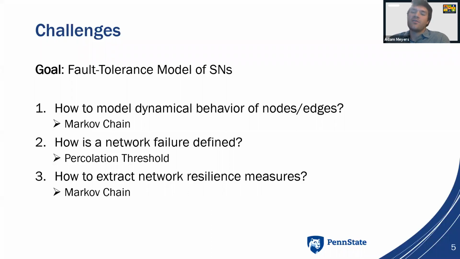So instead, we're going to circumvent the combinatorial explosion problem and use percolation theory. Percolation theory has its roots in statistical physics. It moved over to network science for network robustness. And now it's just recently been of interest in the reliability engineering discipline related to our type of work. The third question is how to extract network resilience measures. For this, again, we're going to use the Markov chain. It'll provide an easy way to do that.